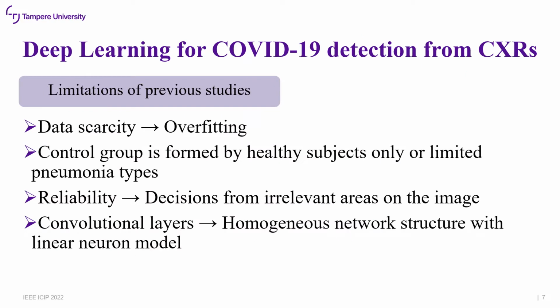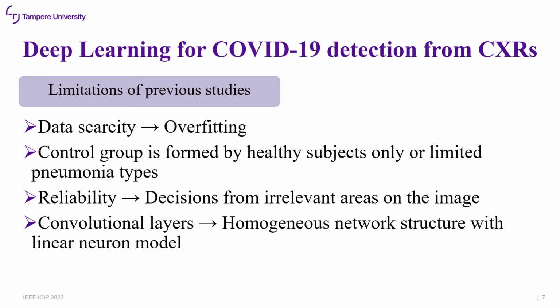In the literature, many studies have used deep learning models for detecting COVID-19 from chest X-rays, especially by transfer learning. However, these studies have several limitations. One of them is data scarcity. As we all know, deep learning models need a lot of data to generalize the problem. However, when there is limited data in the training set, there is an overfitting issue.